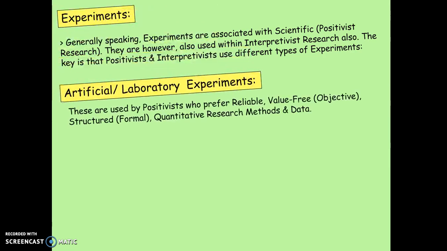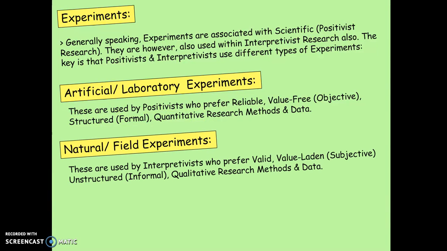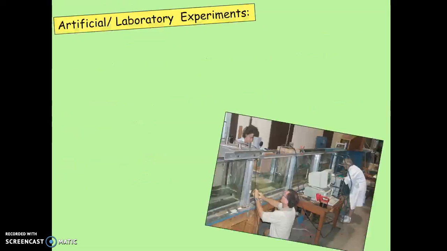Artificial/laboratory experiments. These are used by positivists who prefer reliable, value-free, objective, structured, formal, quantitative research methods and data. Natural/field experiments. These are used by interpretivists who prefer valid, value-laden, subjective, unstructured, informal, qualitative research methods and data.